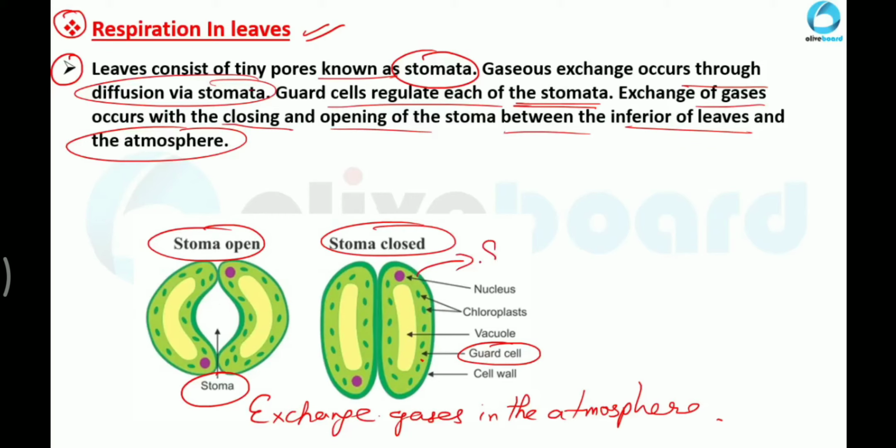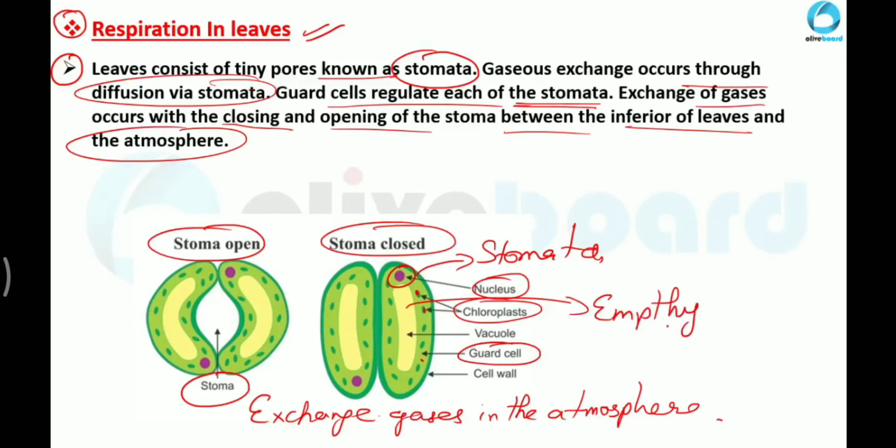This is stomata, and this purple color is the nucleus. These small green ones are the chloroplasts, and this empty part, sorry, not empty, it's a vacuole. This part is known as the vacuole. Only water and minerals are present in the vacuole.